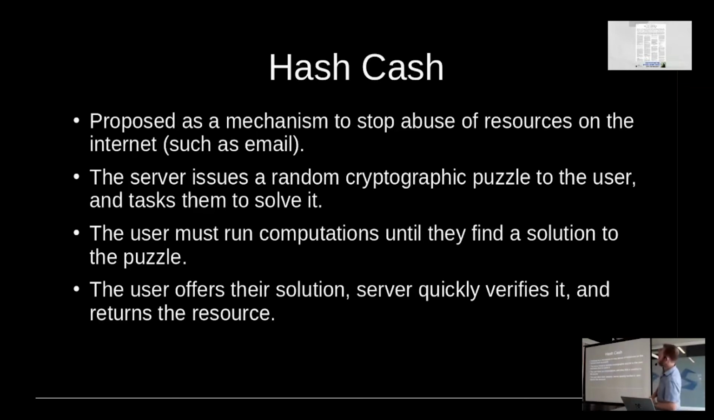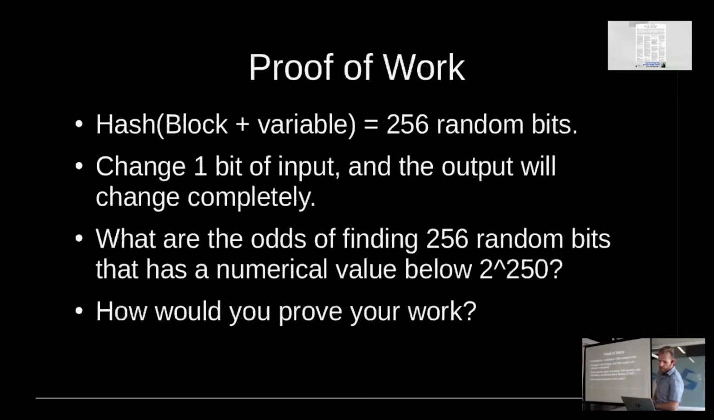And Satoshi liked the idea. And so he cites it in his paper. But he wanted to use it for something different. He wanted to use this proof of work to figure out, well, how do we all agree on who gets to publish the next hash? And so this is pretty much it. You take a hash of the block of data plus some random variable, call it the nonce, and you get these 256 random bits that come out the other end.